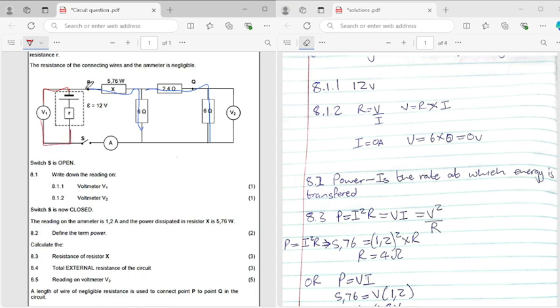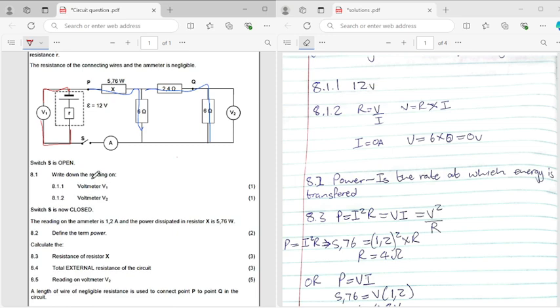This is the only place where there's a connection. So V1 will read this voltage, which is 12 volts, as you can see from this other side.